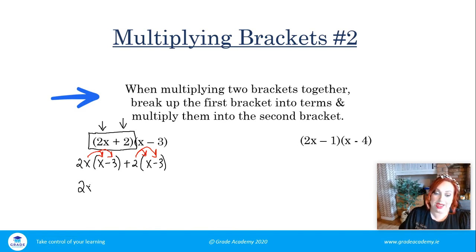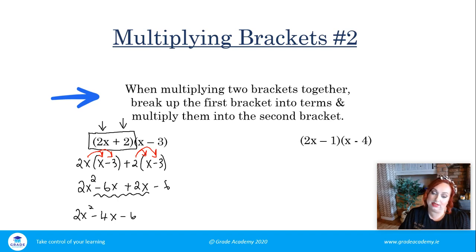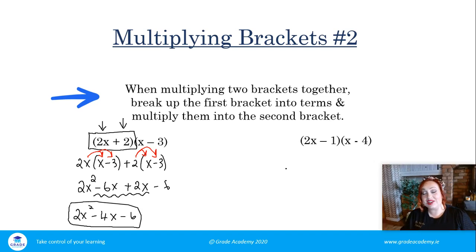So we get 2x squared minus 6x. We get plus 2x. And we get minus 6. Again, can you simplify? Have a look. Do you have any like terms? Yes or no? Yes. So we can simplify these. 2x squared minus 4x minus 6. Okay, so let's look at the other one here on the other side.